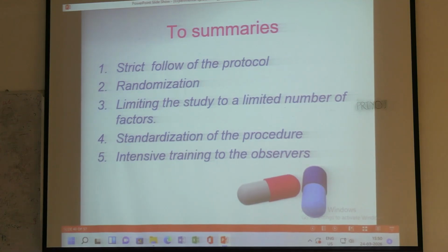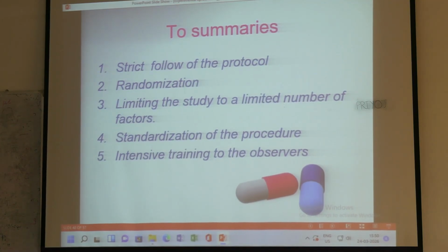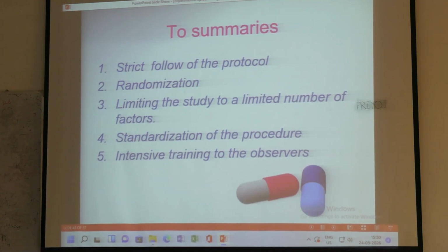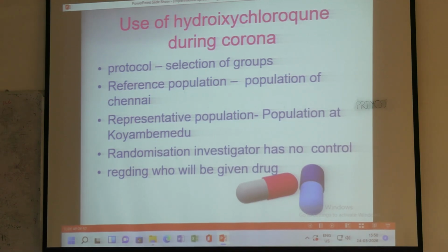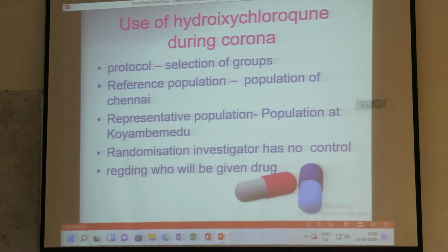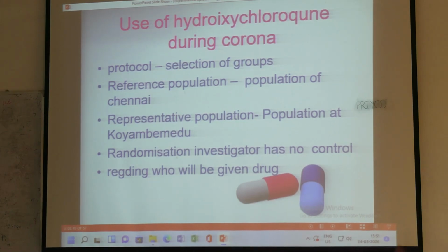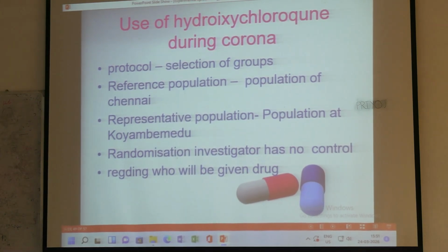So here, to summarize: strict follow-up of the protocol, randomization, limiting the study to a limited number of factors, standardization, and intensive training of observers. For example, take the use of hydroxychloroquine during corona. The protocol was selection of groups. The reference population was the population of Chennai, and the representative population was of Coimbatore. And here in randomization, the investigator has no control regarding who will be given the drug.